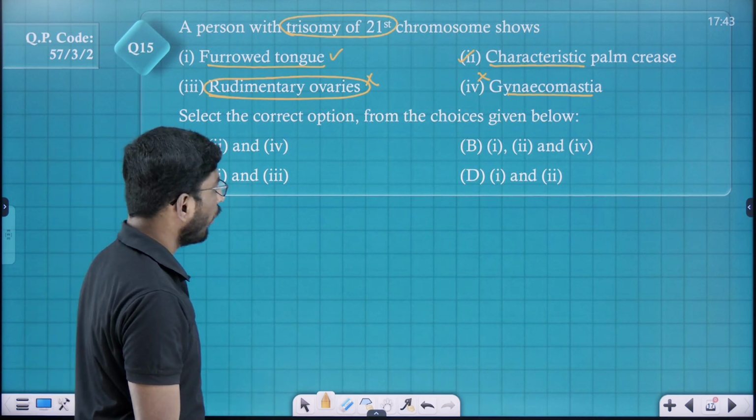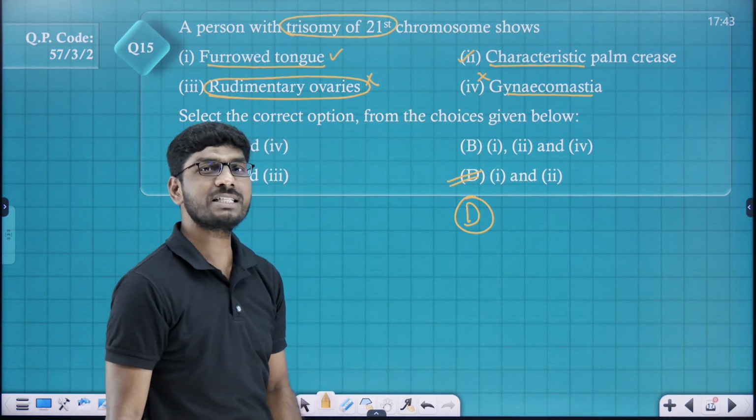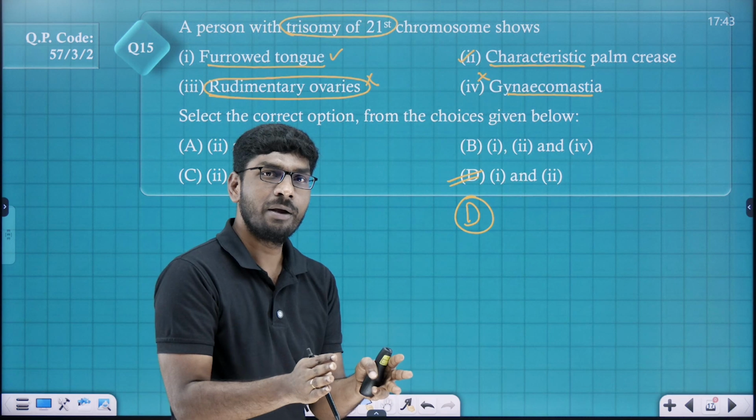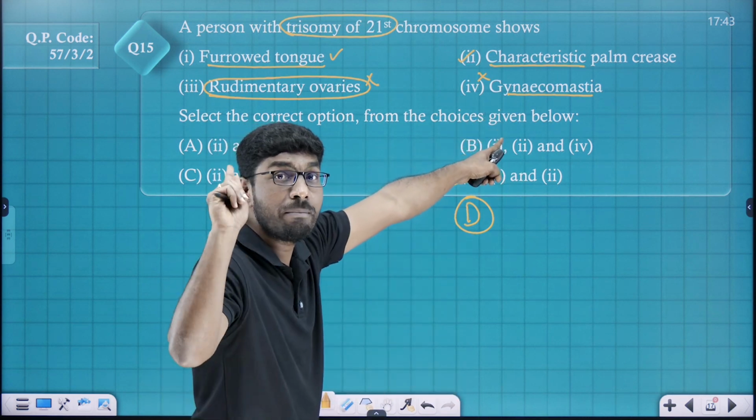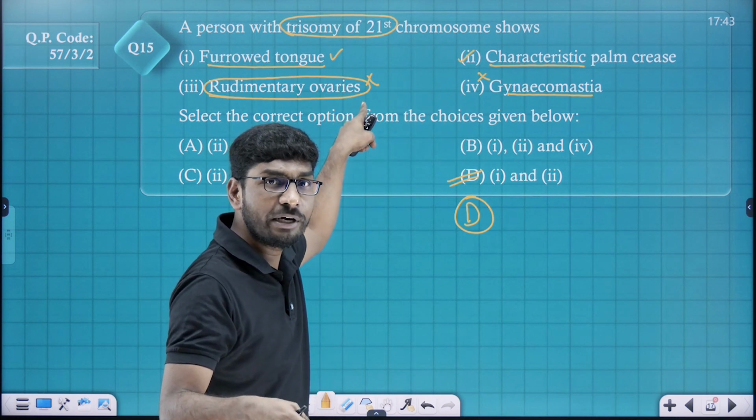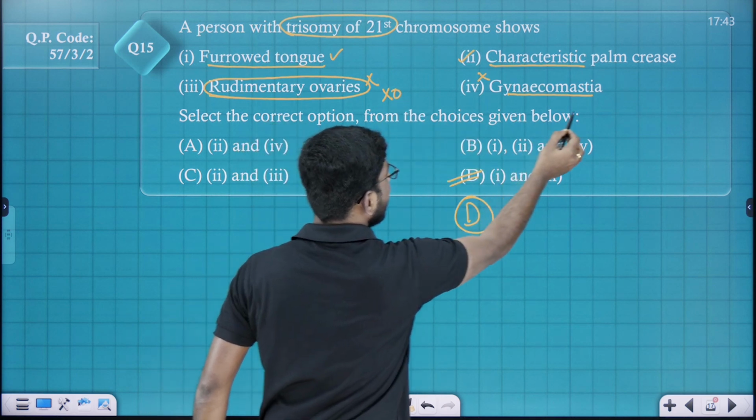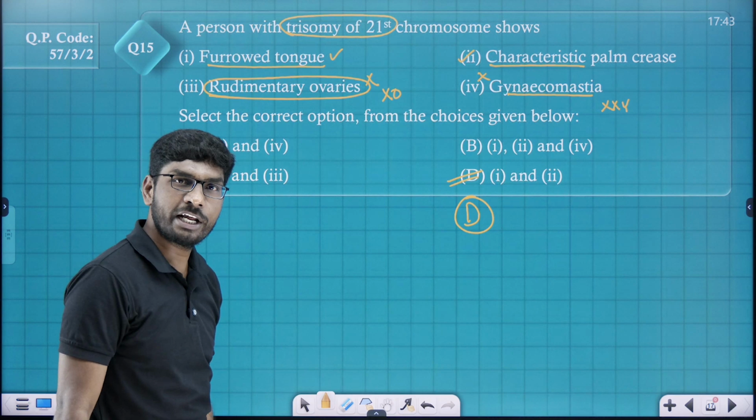Where is 1 and 2? Option D is the correct answer. It is aneuploidy, trisomy, Down syndrome, autosomal trisomy. This can be seen in both male and female. But gynecomastia is Klinefelter syndrome in males and Turner syndrome has rudimentary ovaries in females. Remember, let me write here XO. Here it is XXY. Keep in mind. Shall we move on to the next question?